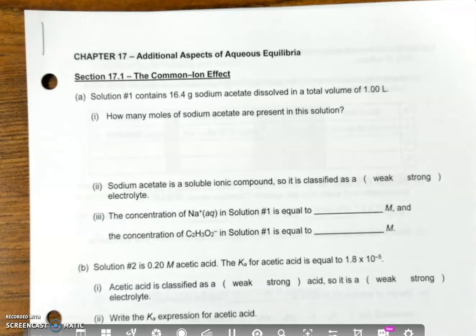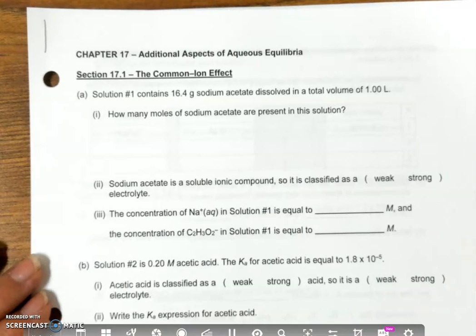Okay, this is the beginning of some videos on sections 17.1 and 17.2. We've already done 17.3, which I wanted to do first. I'd like to do titrations first, and now we're going to look at the common ion effect.